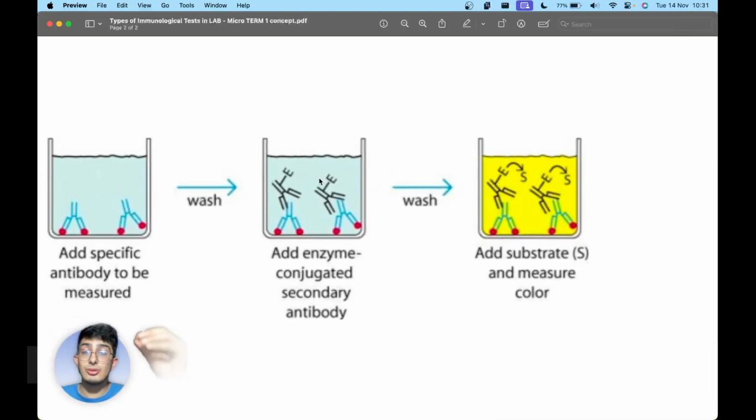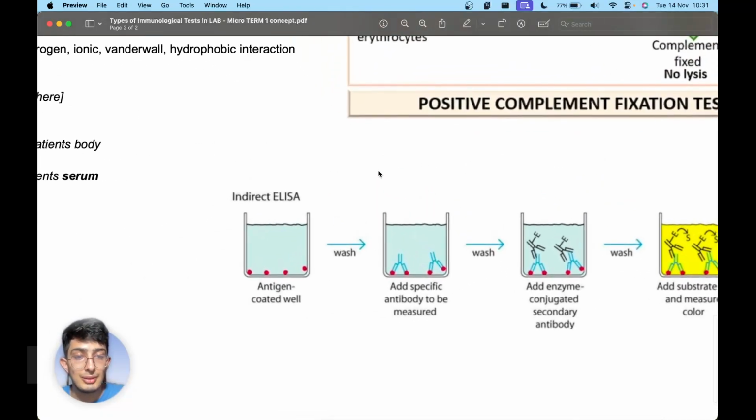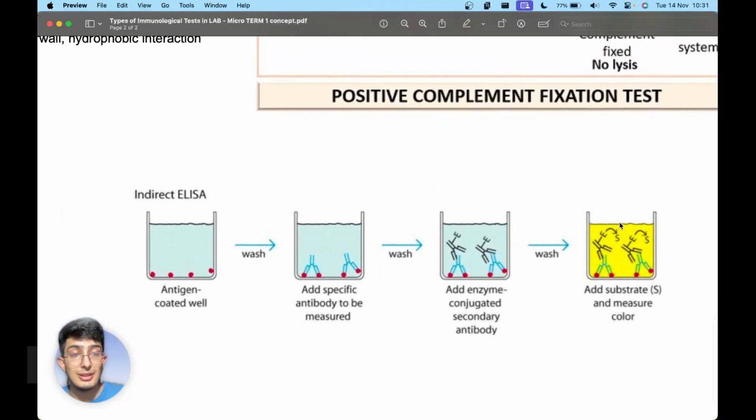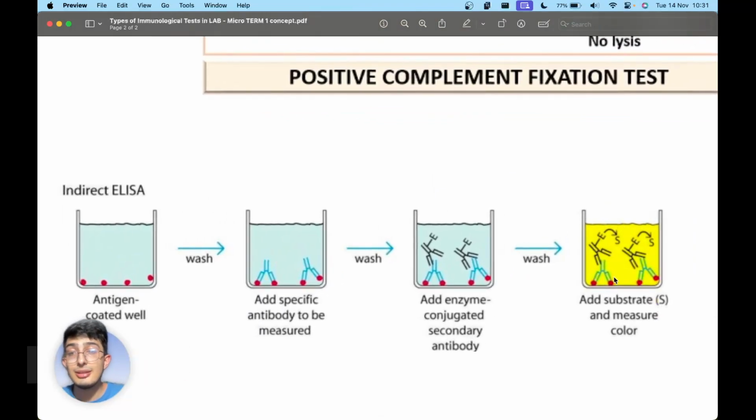So an enzyme converts a substrate to a product. After that, we give a substrate. And what will this enzyme that is attached to this antibody do? It will convert this substrate into a product. And this product is going to be colorful. So in this example, the product is colorful. If there is a color change, then the ELISA is positive, and we know that the person has HIV.